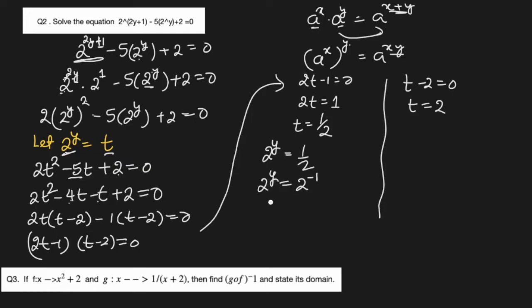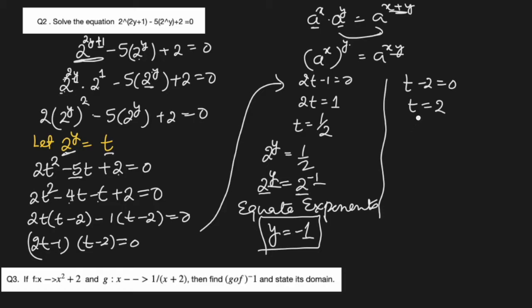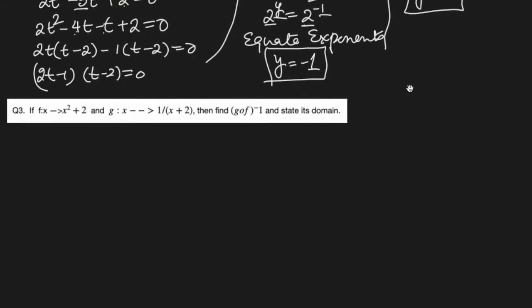Yeah. And now same bases. So equate exponents. So we can write y is equal to minus 1. This is the answer from this part. Here, t is 2. 2 to the power y is 2. So I can write 2 to the power 1. And by equating the exponents, we can write y is equal to 1. This is the second answer. We have solved the exponential equation. Okay, question number 3.